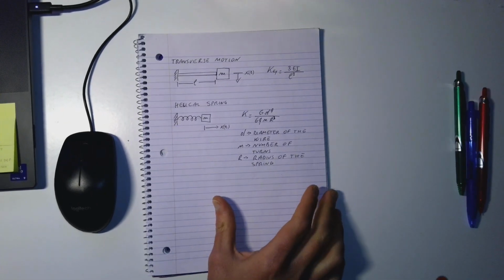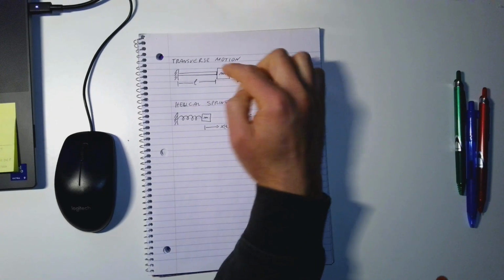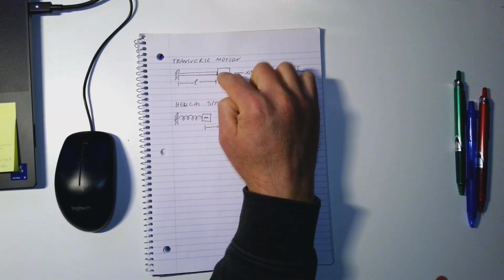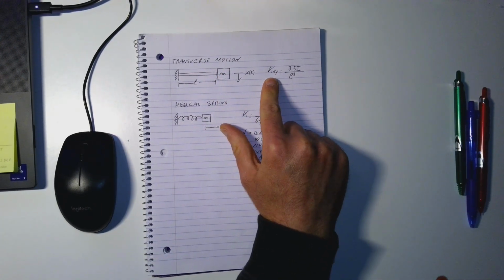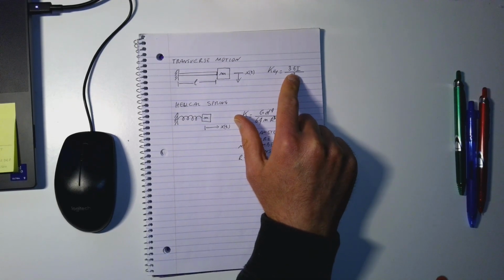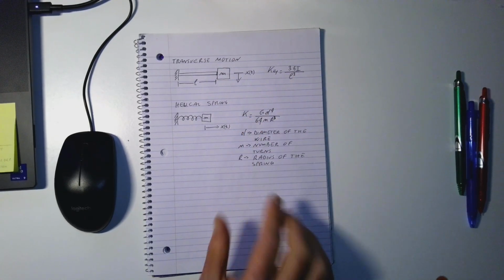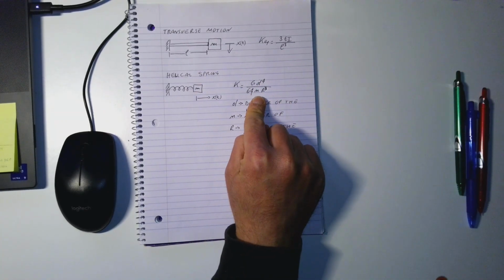Third case, we can have a transverse motion. Transverse motion means the motion is perpendicular to the axis of the beam. Even in this case, we have the equivalent stiffness, which is 3EI over L cubed. E, same thing, is the elastic modulus of the material, I is the moment of inertia, and L is the length of the beam. We also introduced another equation that we can use to actually design an actual spring.